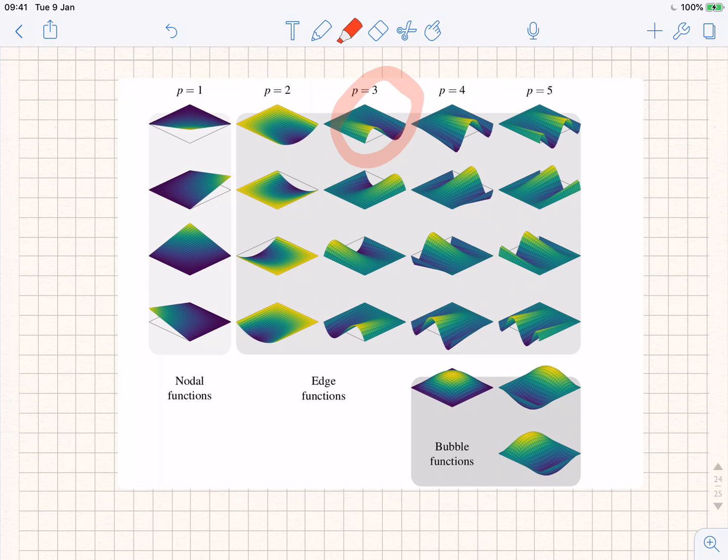The fact that when you basically put 2 elements one next to one another, these odd-shaped functions basically become non-conforming. So you can end up with a non-conforming discretization.